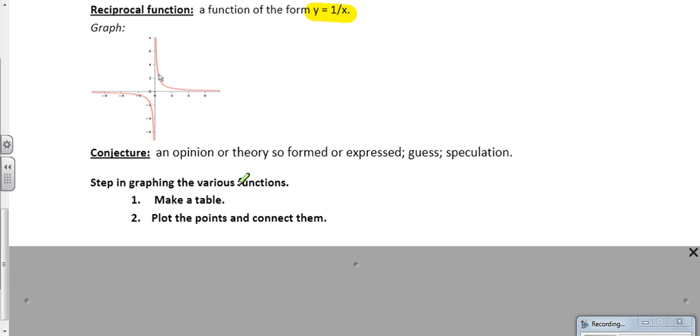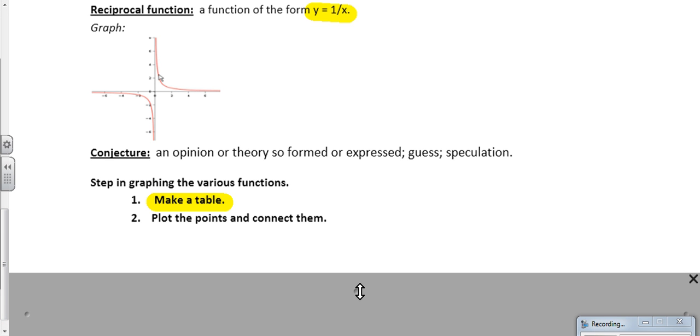Step in graphing the various functions is to make a table and plot the points and connect them. So this is a lot basically then of lesson 3.3, and the assignment will reflect you making a table, filling in points, and connecting the dots. But then as we do so, we want to be able to look at the graph and describe what the graph is and give it a name. Is it cubic? Is it quadratic? And so on. And then also being able to tell just by looking at the function itself. And this ends lesson 3.3.